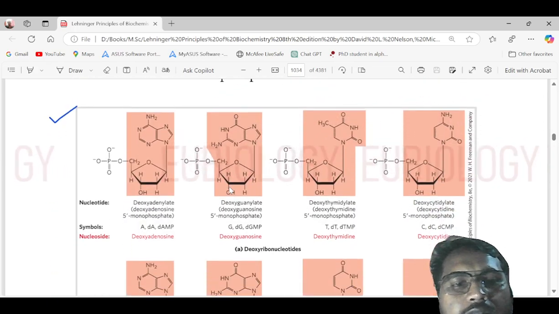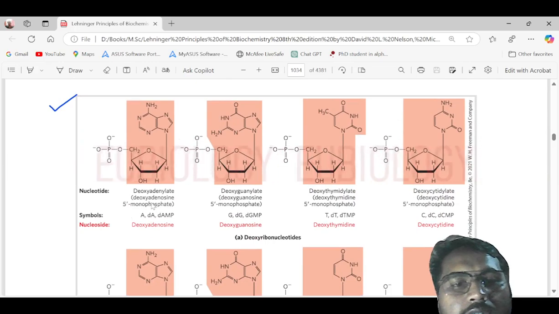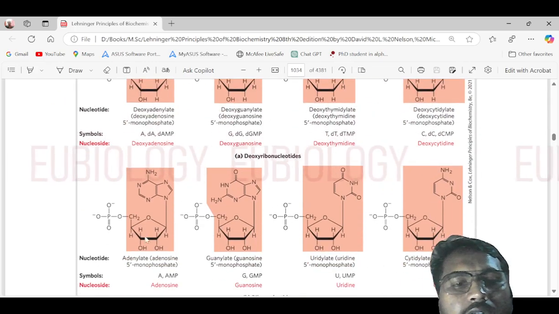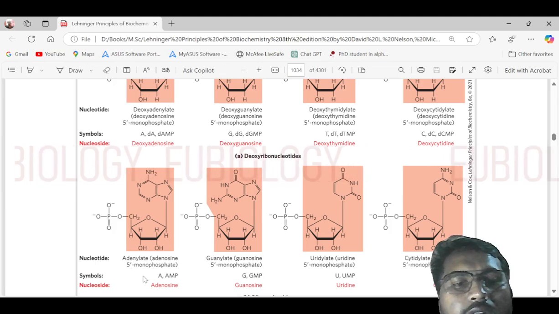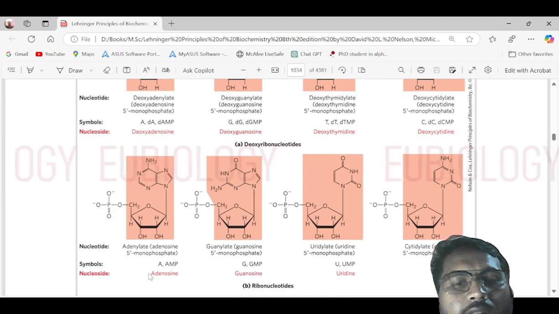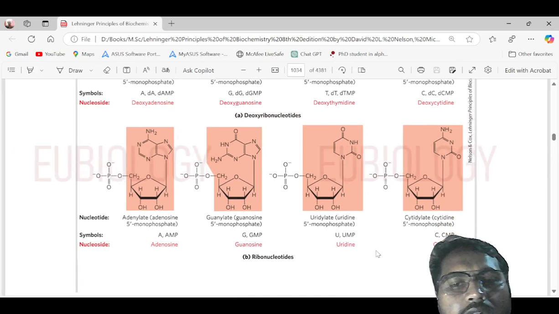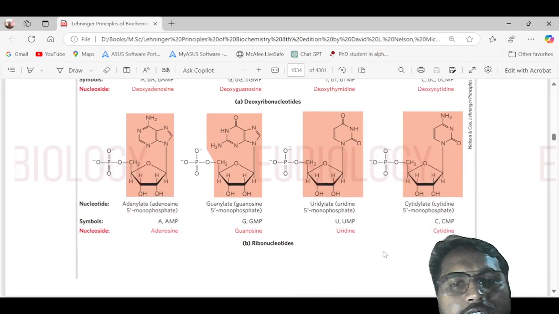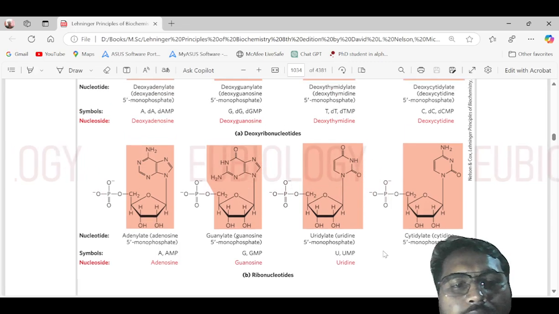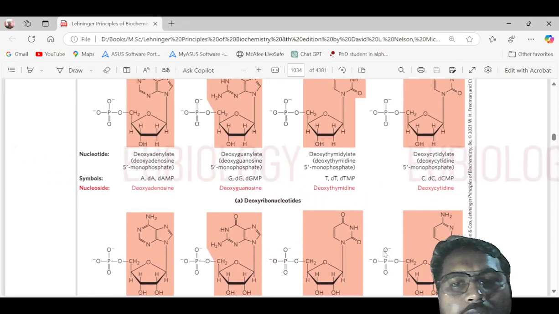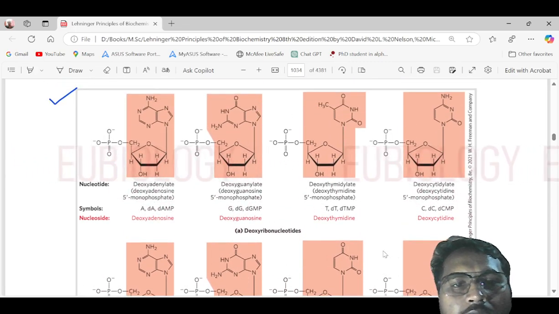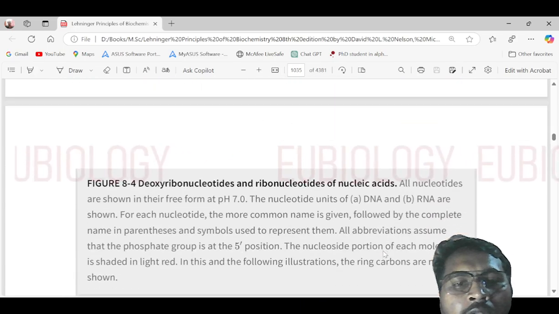These are the structures as we have seen here, and there is a monophosphate: adenylate, adenosine, guanosine, uridine, cytidine, which we already discussed. The structure you can pause and see for a while.